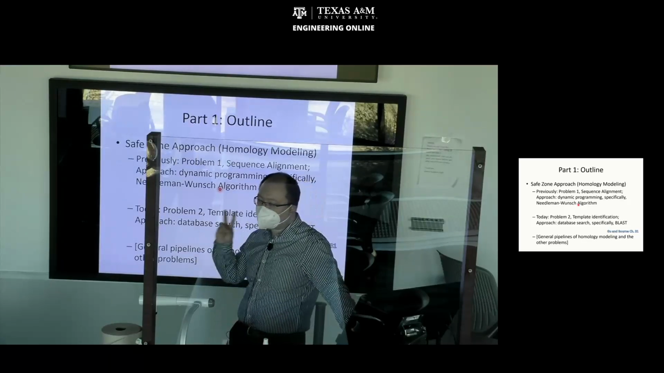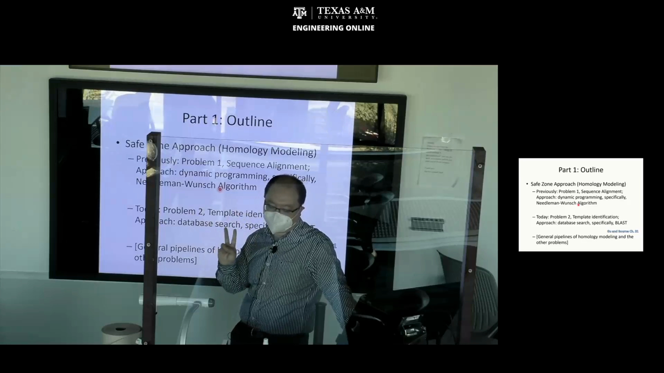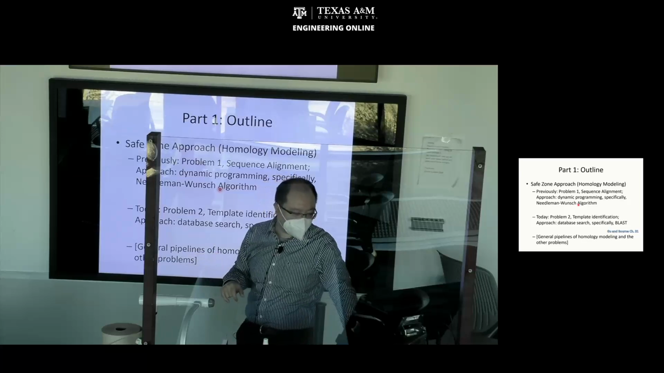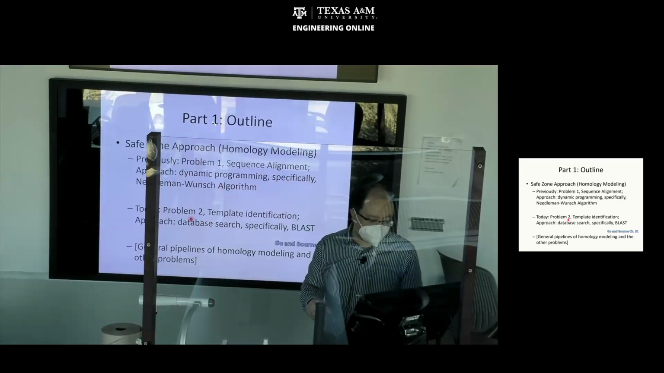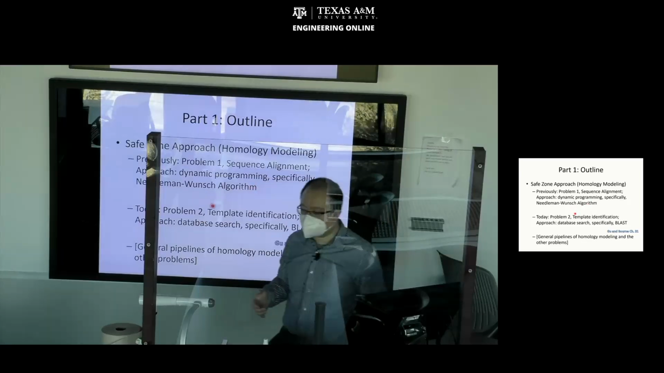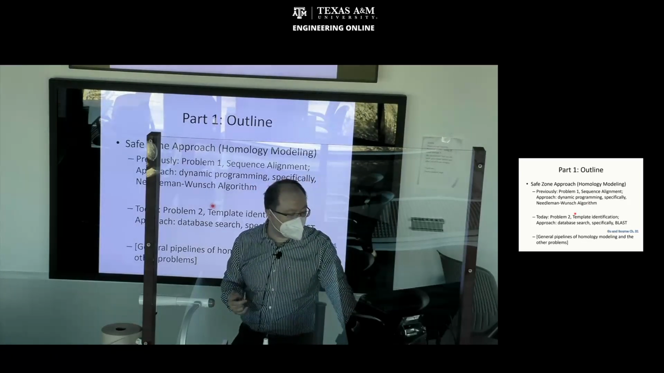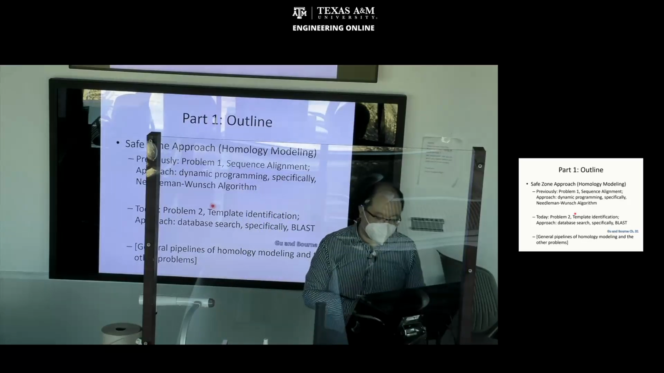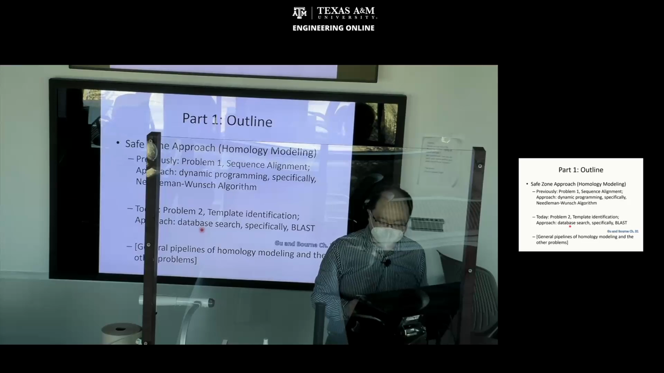So today we have 2 parts. The first part is we're going to finish the safe zone by looking at the second problem. Because once we know what's the template, we can do the alignment with order of n squared, right? But where do you find the template? So we're talking about the template identification problem, and this approach is basically a database search, okay?